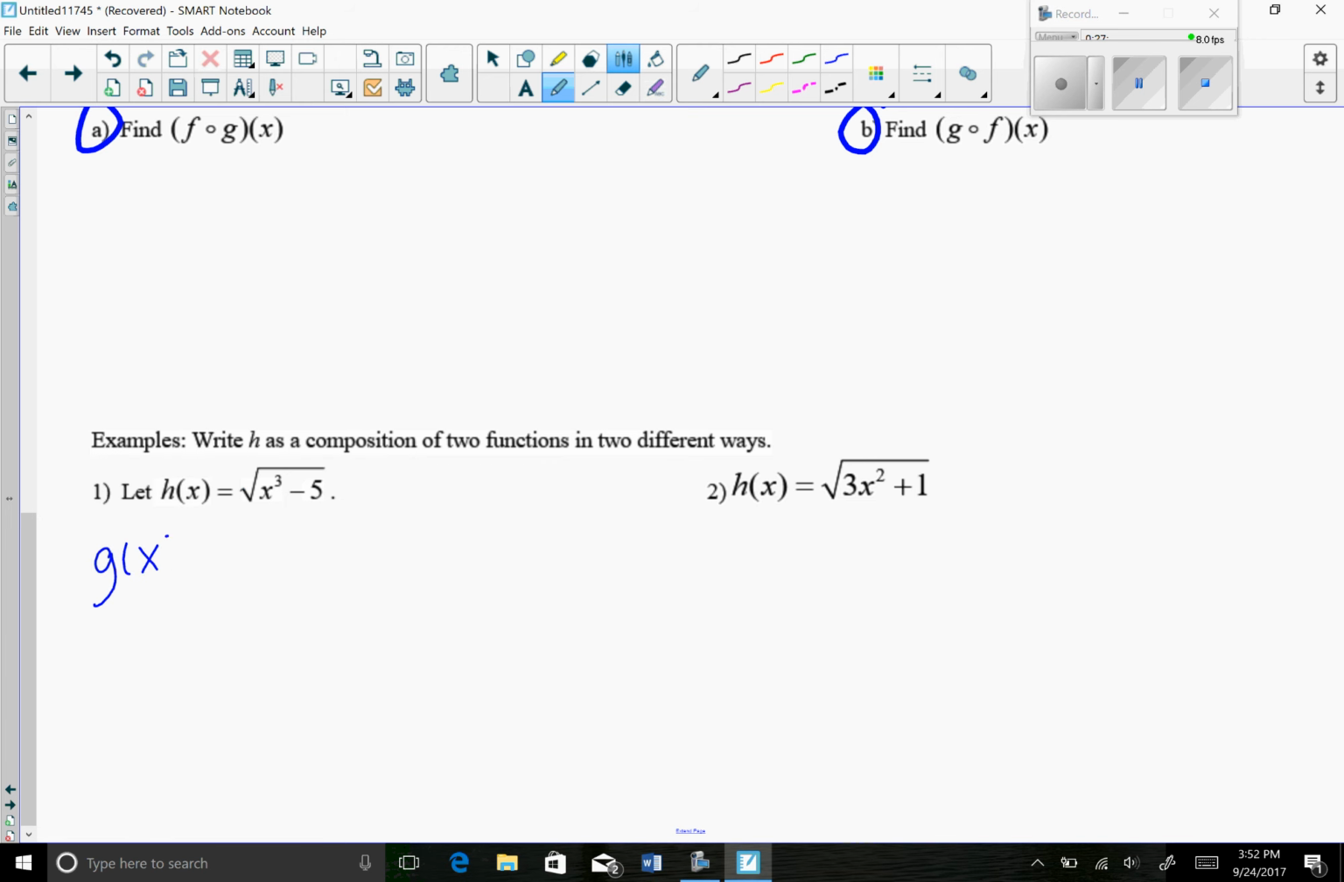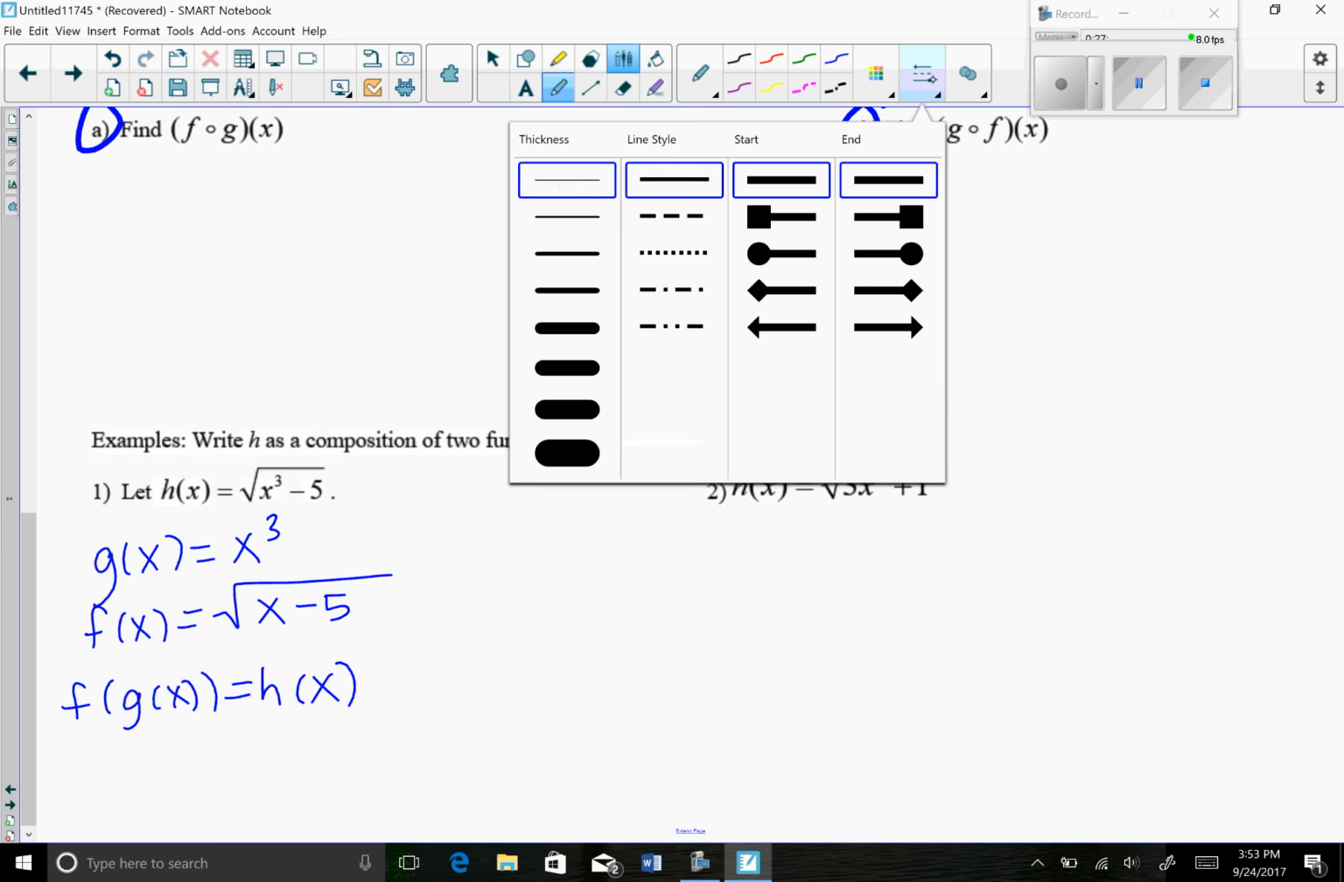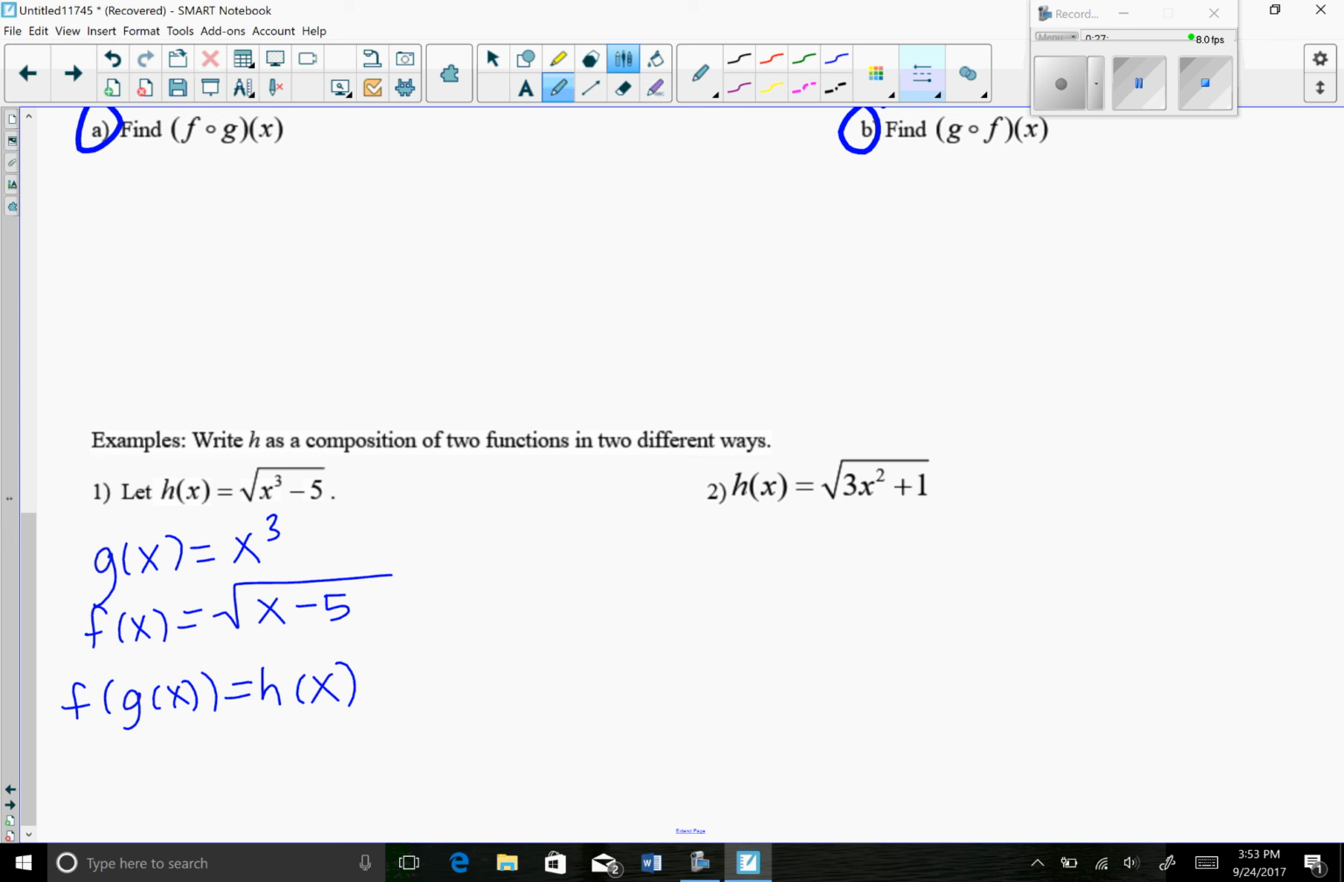So I could say maybe g of x is equal to, let's say it's x to the third power. So if I have x cubed, then f of x could be the square root of x minus 5. So to get h of x, if I were to plug this x cubed in for x here, notice I would get h of x. So we would say h of x would be f of g of x is equal to h of x. So this would be one way I could write my composition. Of course, there are other ways that you can write this. So let's try another one.